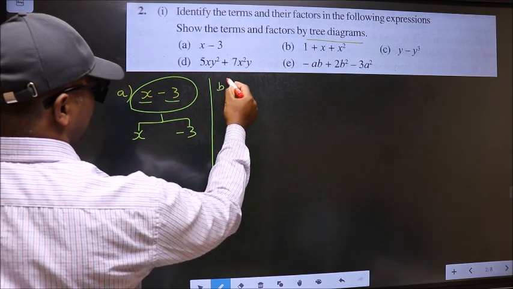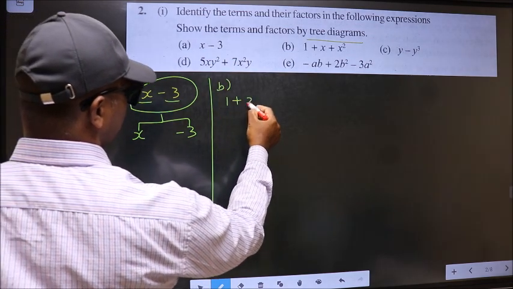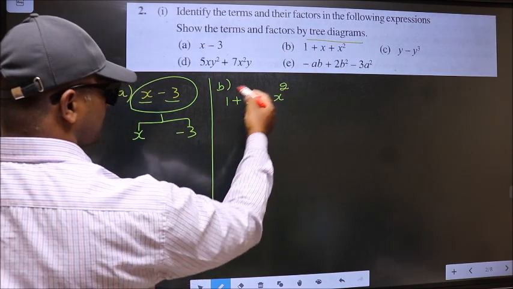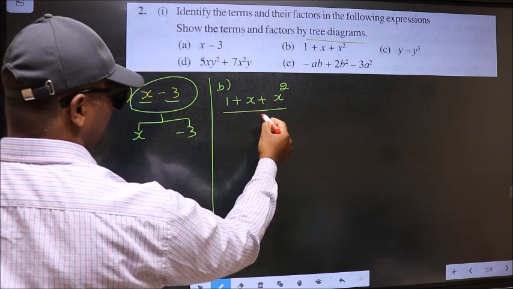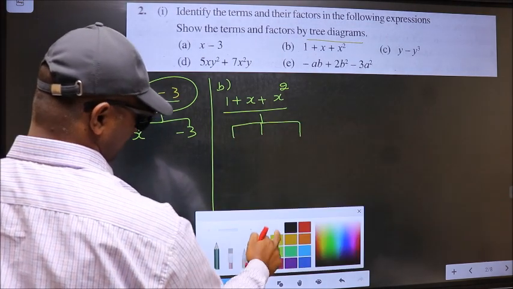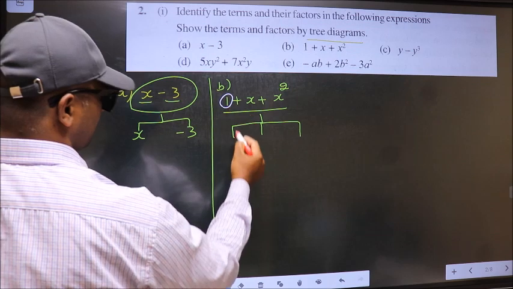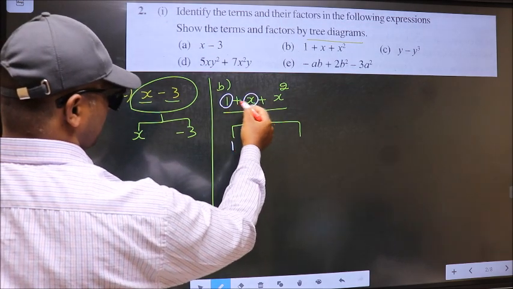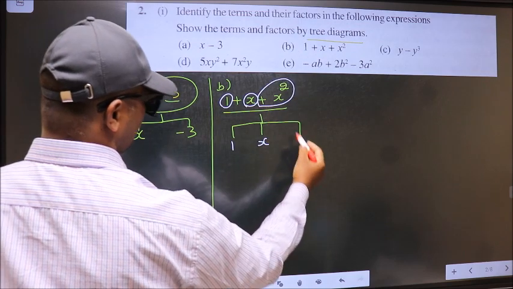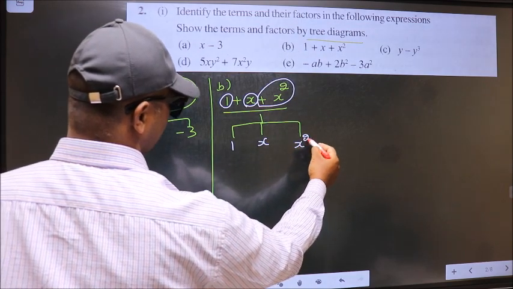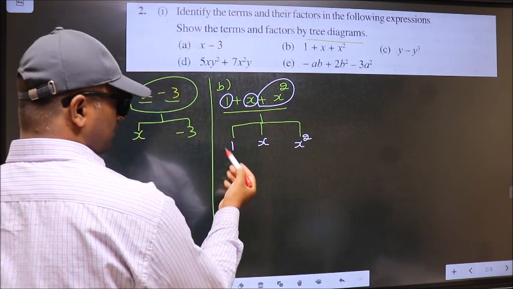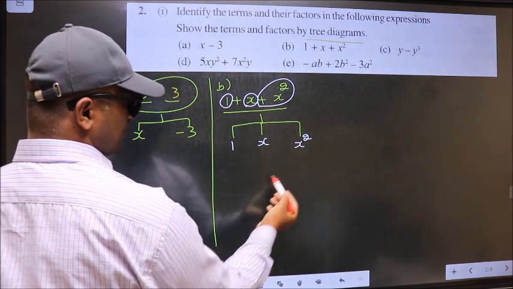Now B. 1 plus x square. In this expression, the terms are this one. First is 1, next is just x, and then just x square. 1 we leave it like that, x also leave it.